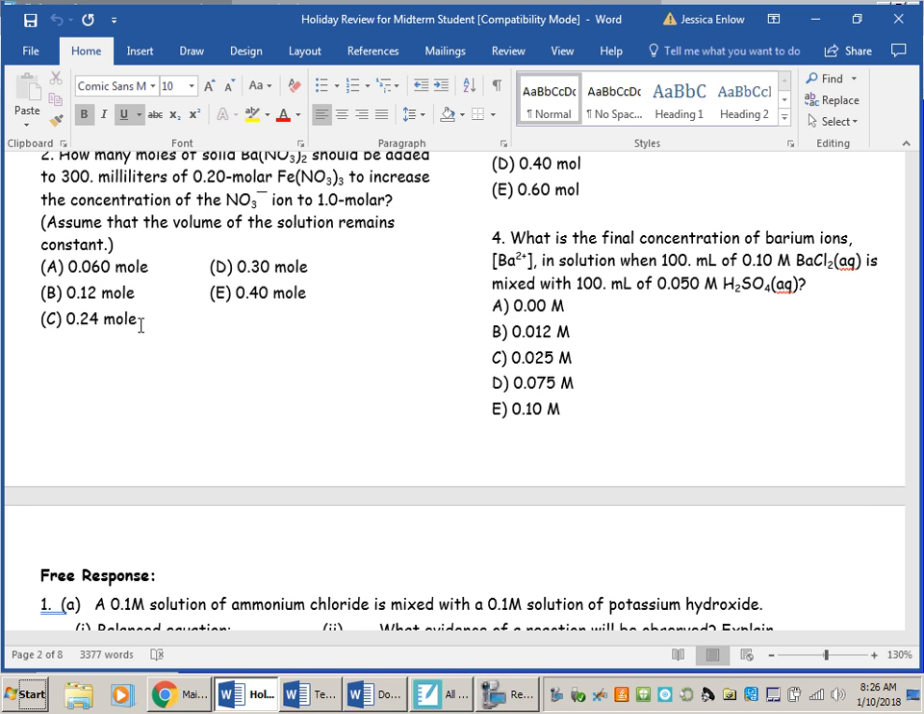Yeah, sulfuric acid, and then you had leftovers of barium chloride, and then you had to take that and divide it by the total liters of solution, which was 100 plus 100, so it'd be 0.2 liters, and then you get your new concentration. So that's old, like September old.